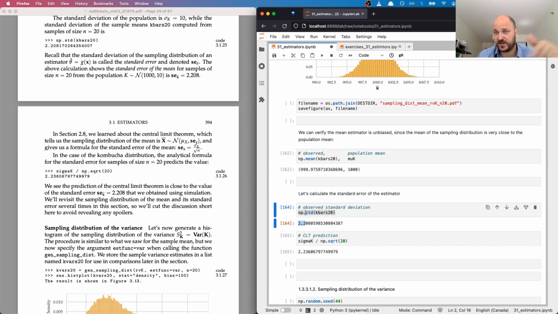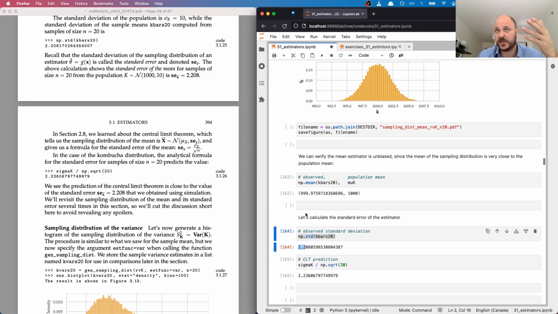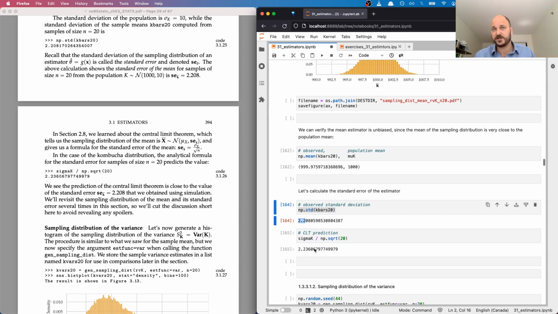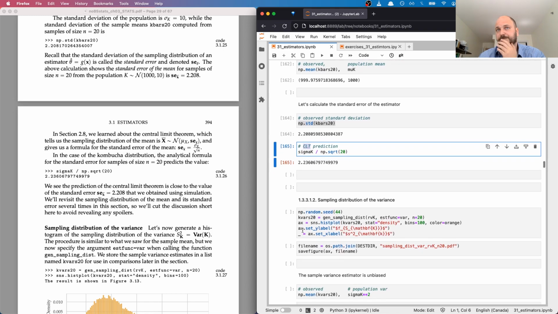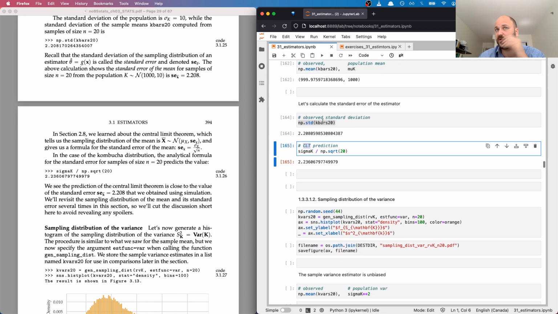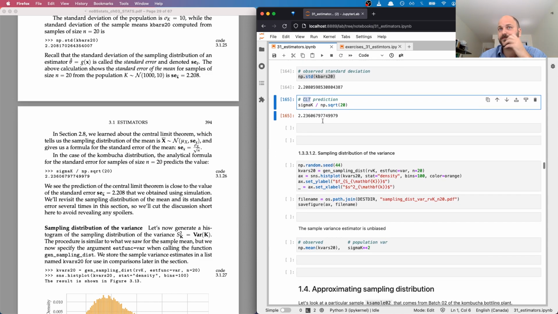So this is going to be a theme that reappears many times in this notebook. One direct approach using simulation, this is the real sampling distribution. We actually generated 10,000 samples and we computed the estimate. And this here, the central limit theorem, is an approximation we obtained from a math equation. And in this case, we see that it's pretty close. The prediction from the central limit theorem is very close to the observed, the simulated standard deviation, the standard error. Okay.